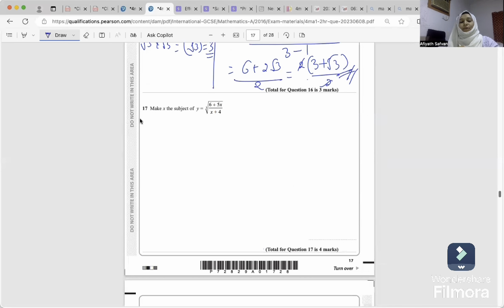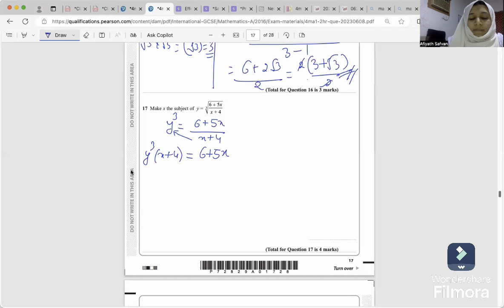All right, so question number 17, make x the subject. So first of all, we have a cube root of this, so I'm going to raise it by y cube. So it will become 6 plus 5x divided by x plus 4. First step, get rid of the fraction. So that will take you to y cube with the x plus 4, and on the right hand side it will become 6 plus 5x.